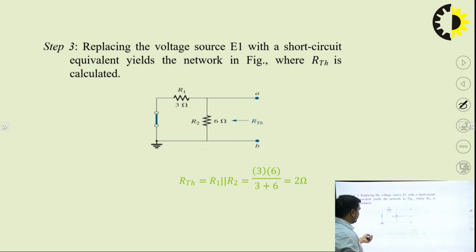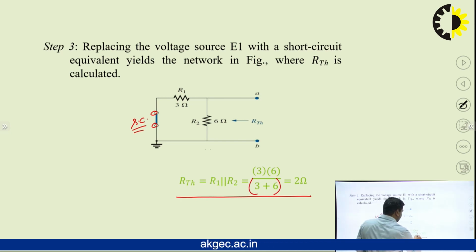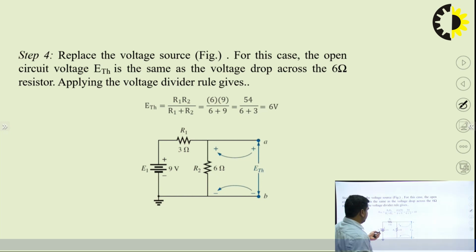And now it is time for calculating the RTH. Here we just short circuit that particular voltage source, because this consists of only independent sources. Here we can say that the 3 and 6 are both in parallel. So we get the value of 3 into 6 upon 3 plus 6, that becomes 2 ohm. So we have calculated it here, and we can have the equivalent.